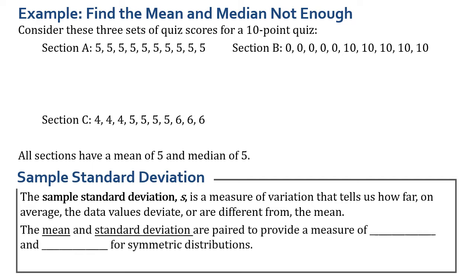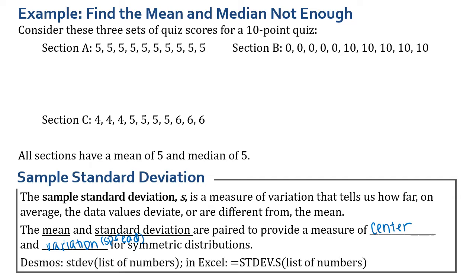The mean and standard deviation are paired, and they're paired so that we have a measure of center and a measure of variation or spread for symmetric distributions. So when you have a symmetric distribution, typically using the mean and the standard deviation is the best route to use for the measure of center and the measure of variation or spread.